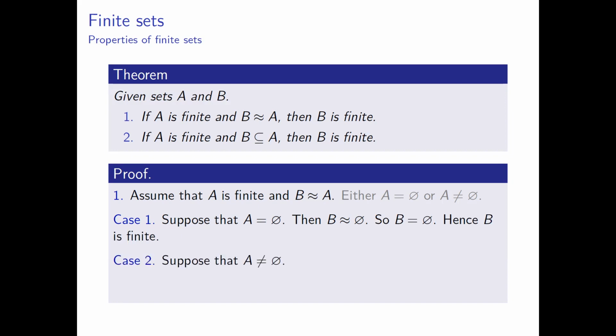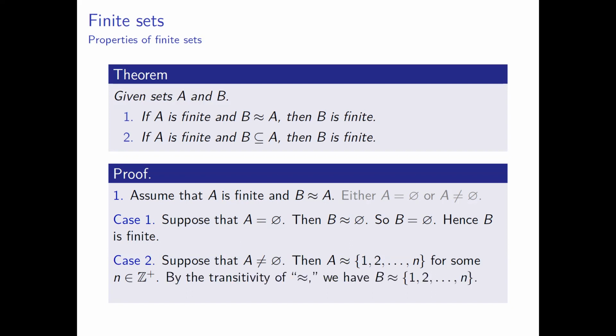For case 2, assume that A is non-empty. Then, for some positive integer n, the set A is numerically equivalent to the set of integers from 1 to n. It follows from the transitivity of numerical equivalence that B is also numerically equivalent to the set of integers from 1 to n. Therefore, B is also finite. This completes the proof of statement 1.